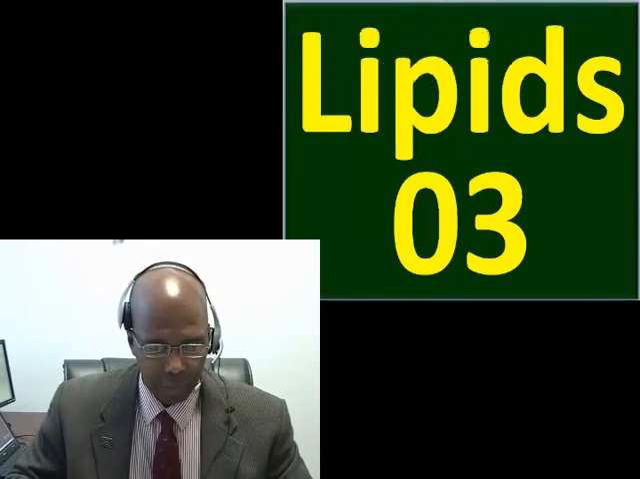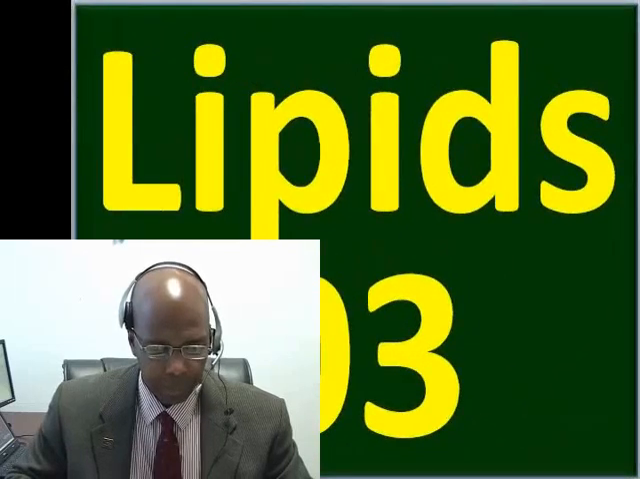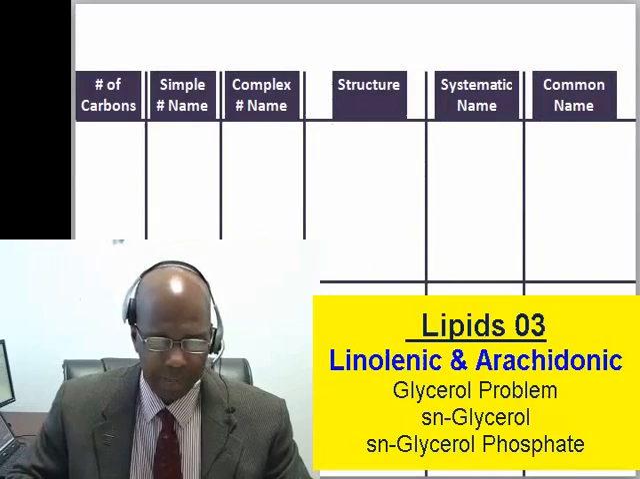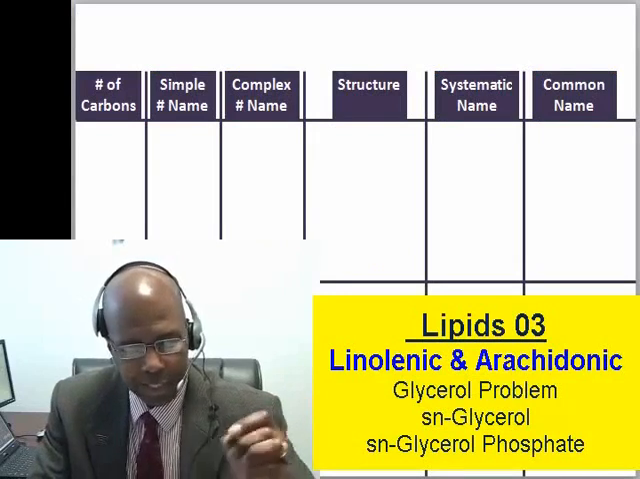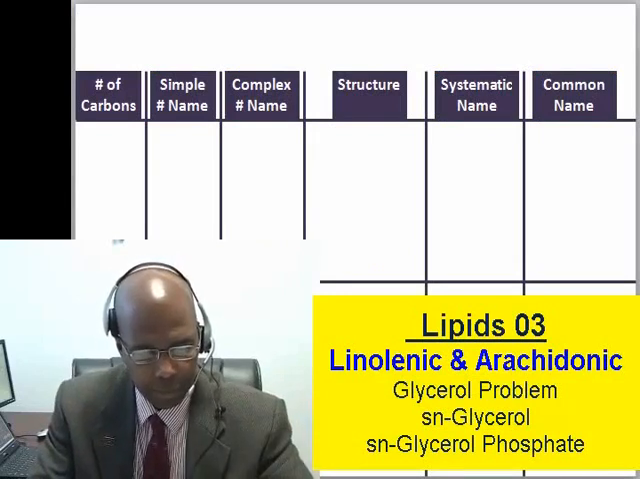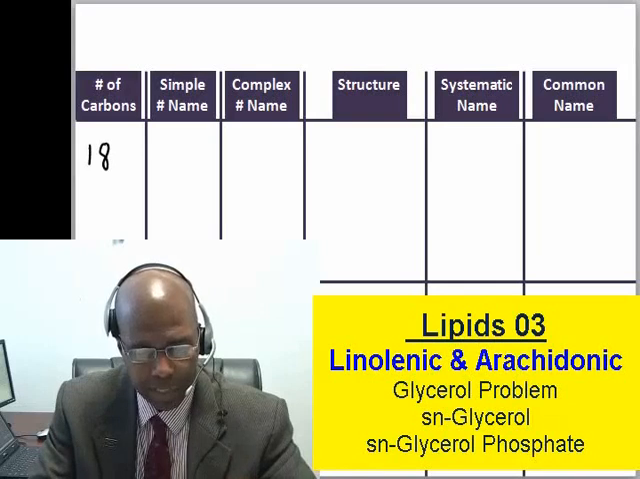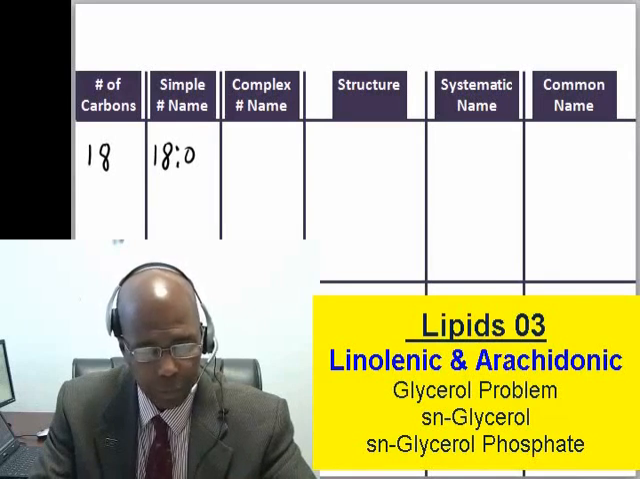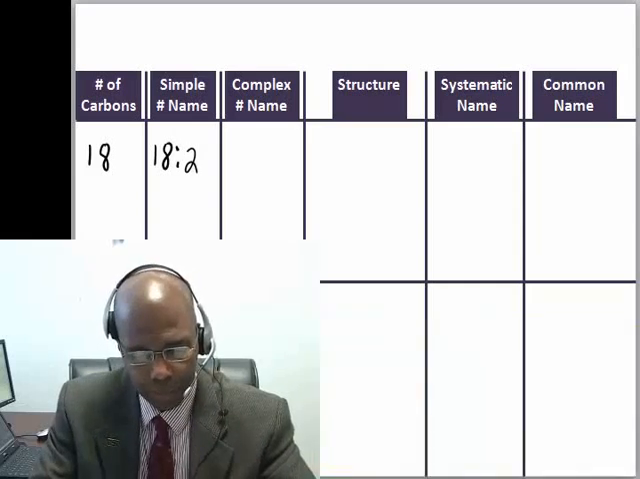Okay, let's move this out of the way. Okay, and let's start here. We already have our chart drawn to save some time. First, let's look at the number of carbons. This fatty acid is going to have 18 carbons. Its simple number name is 18:2.